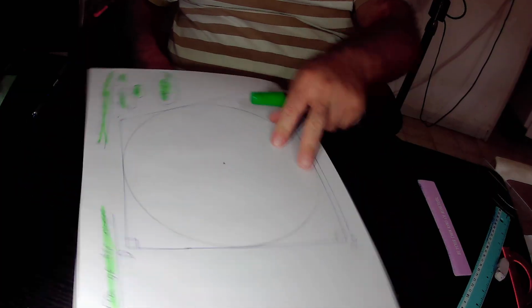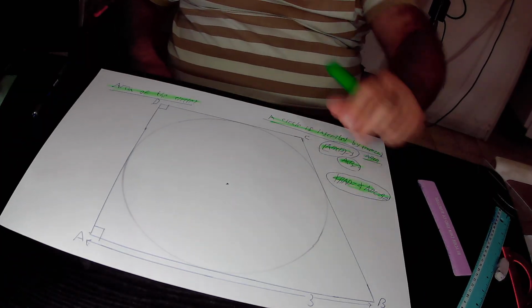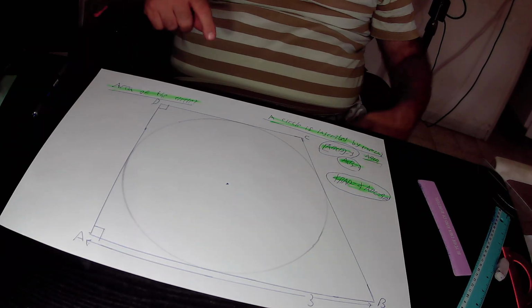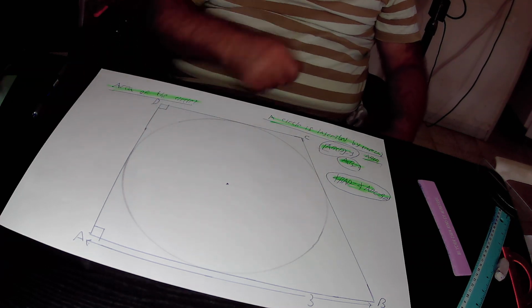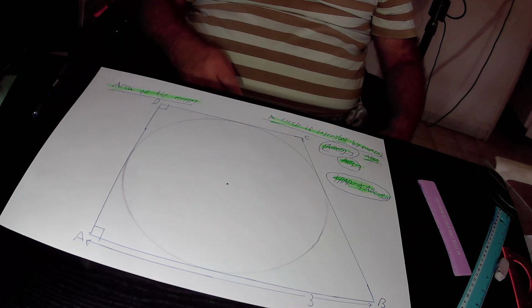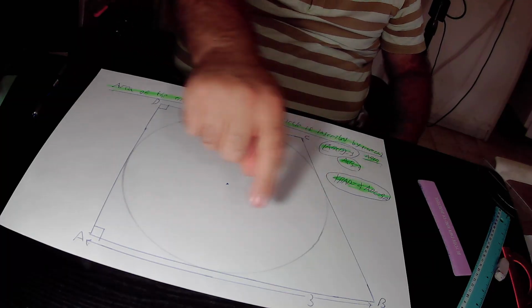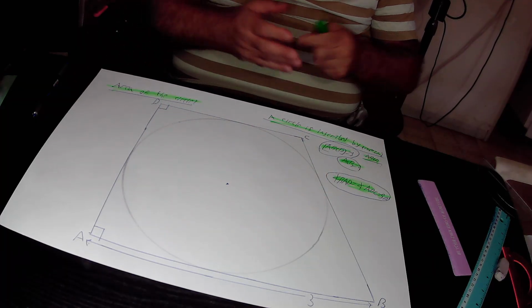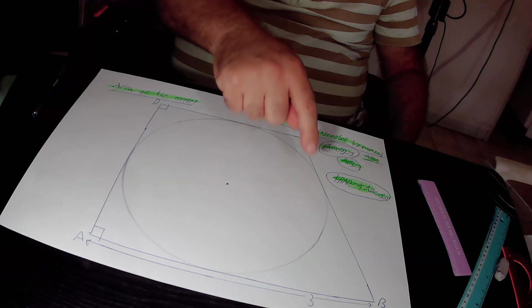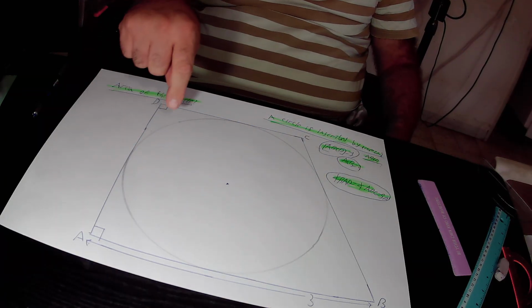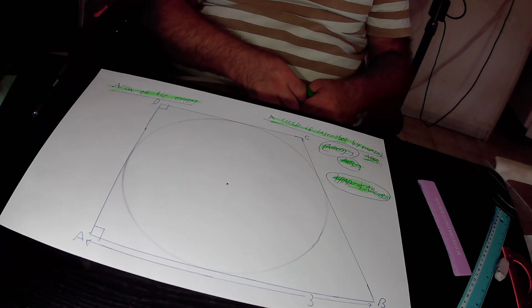In the second question, our task is to find out the area of this circle that is inscribed by this trapezoid ABCD. So in the drawing we have trapezoid ABCD that blocks this circle, or this circle is inscribed by trapezoid ABCD.